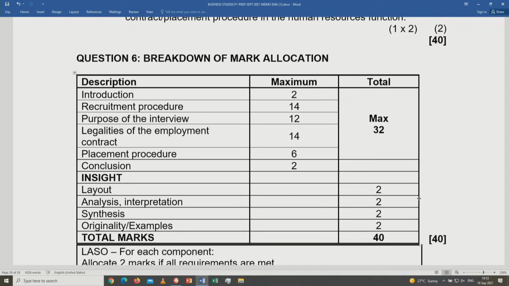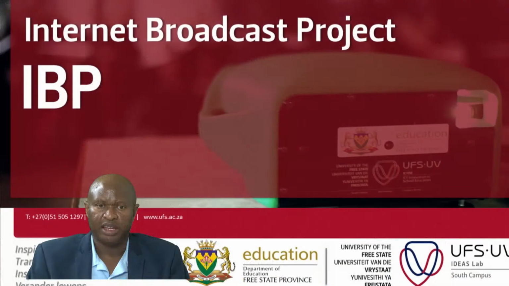Now, that brings me to the end of the memo discussion. I hope I've taken you through section A up to section C of the question paper, and also what is expected of you as the teacher as far as marking is concerned. I wish you luck, and I hope you will mark accordingly. And remember, when it comes to marking, it's important that you mark accurately. And after marking, you will then analyze the results. If you have marked accurately, your analysis of results will give a true picture of the performance of your learners. So make sure that you mark accurately as a teacher and you analyze the results.